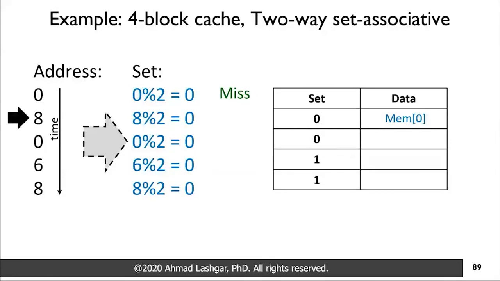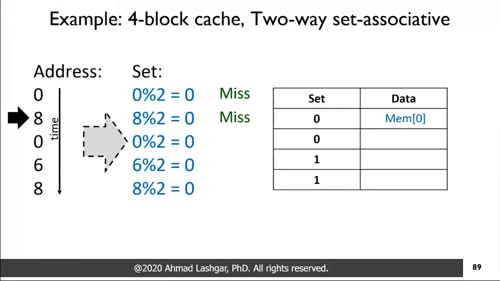Then we go to the next request, address 8. Address 8 is mapped to set 0. In set 0, we have memory address 0 and 1 empty spot. We don't have address 8, so that's again another miss. We go get the data, but this time we don't need to throw out memory 0.